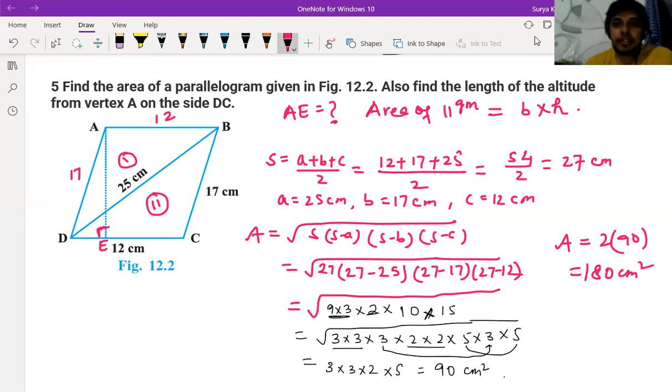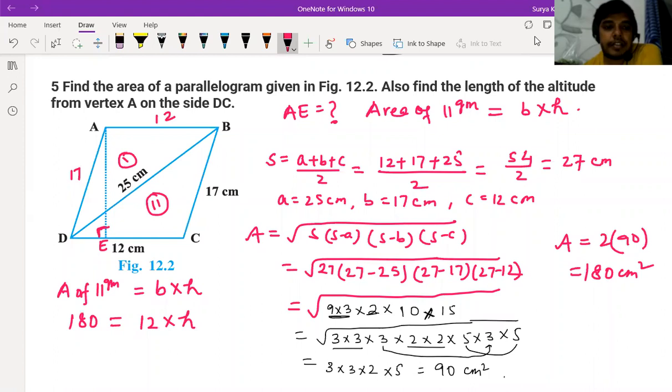So you can find the area of the parallelogram by this method, or by the base into height method. Both are the same. So I'll write: area of parallelogram is equal to base into height. The area is 180, so 180 is equal to base, that is 12, into height. So h is equal to 180 divided by 12. 12 fives are 60. Height is 15 centimeter.